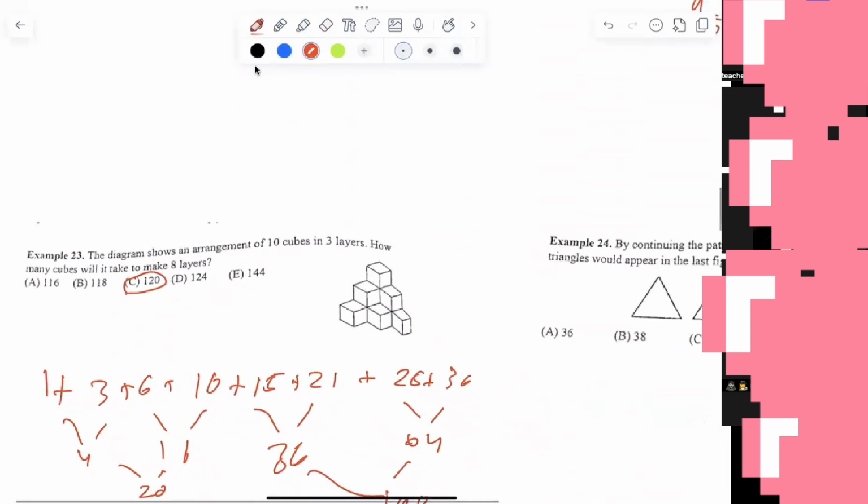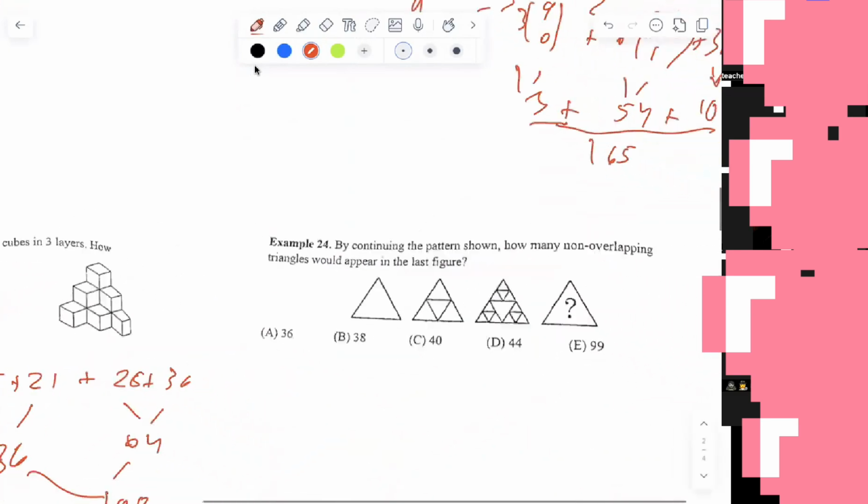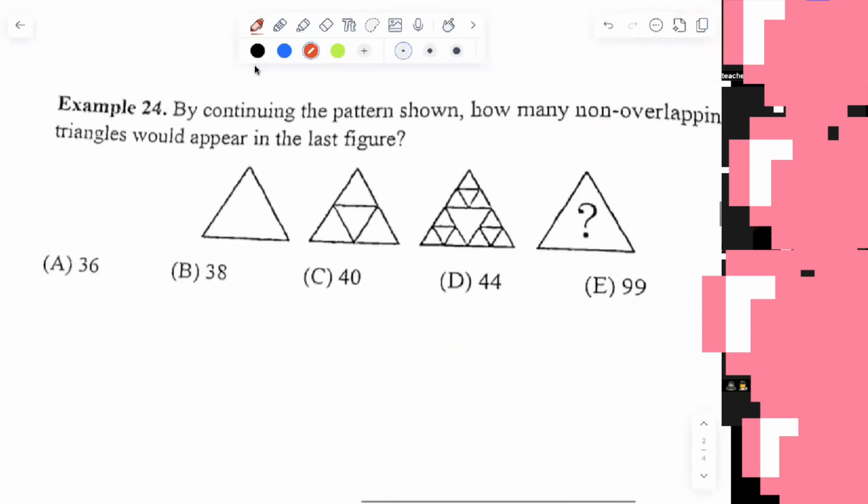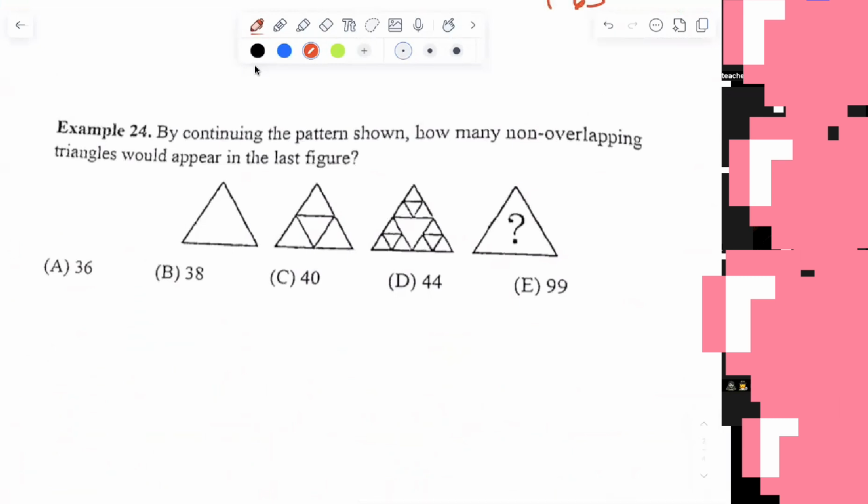That was one way. Another way you could do is just notice the pattern, but they're literally just the same math, just different approaches. Now let's move on to problem 20, example 24. By considering the pattern shown, how many non-overlapping triangles would appear in the last figure? Tell your answers to chat, I'll let you have a try on this. If I were to try to do it, I'll try looking for a pattern first, looking at the number of non-overlapping triangles there are.